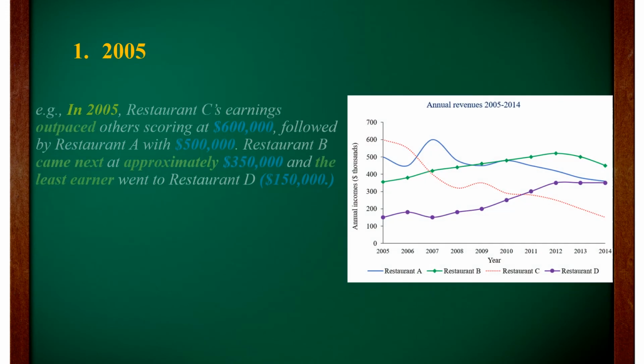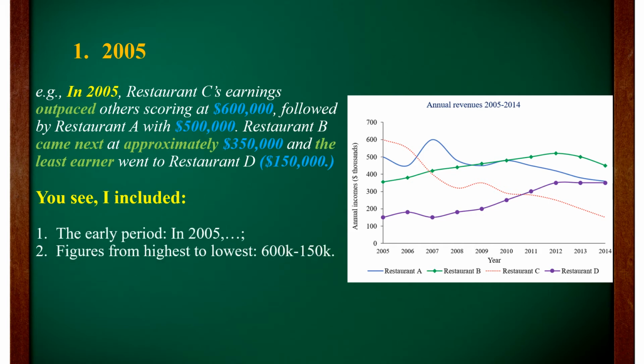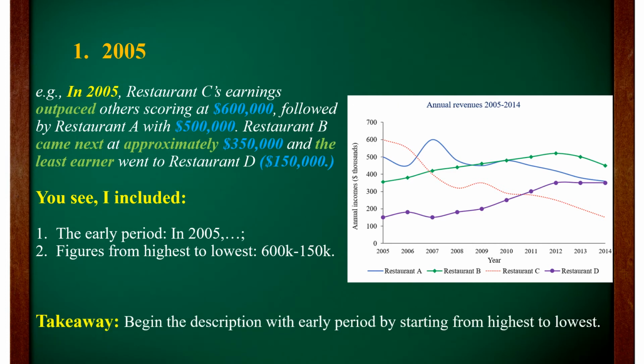The first main feature is the year 2005. Firstly, I use a clear opening in 2005 to inform the reader which data I refer to. Then I presented data from highest to lowest orderly. As you can see, I describe from $600,000 in restaurant C all the way to $150,000 in restaurant D. One takeaway from this section is to begin the description with the early period by starting from highest to lowest figure.